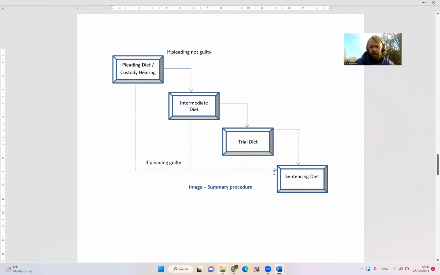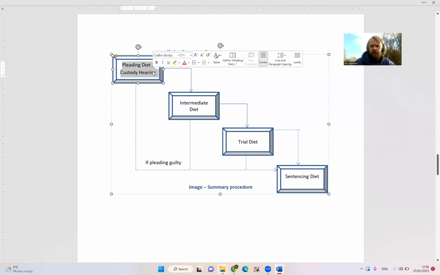This is unlikely, and the case would only be adjourned for separate diets if the judge needed to get social background reports. In the vast majority of cases, the judge will sentence an accused at a pleading diet, in the name of expediency. So if the accused pleads guilty, that's the end of the case. It doesn't go any further, and the accused is sentenced.